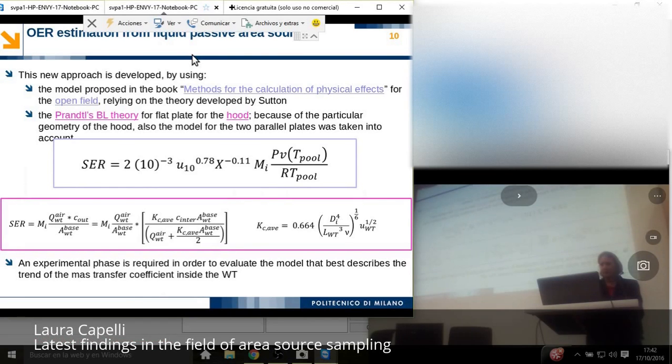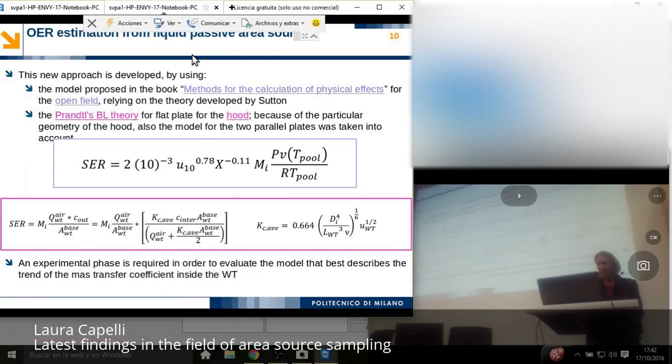For the open field, the one developed by Sutton that can be found in this book, and for the interior of the wind tunnel, the Prandtl boundary layer theory, and in particular we considered the model for the flat plate. We also considered the two parallel plates in our studies, because in fact the wind tunnel, of course, is not properly a flat plate, even though, as we will see, it's the model that better approximates the results.